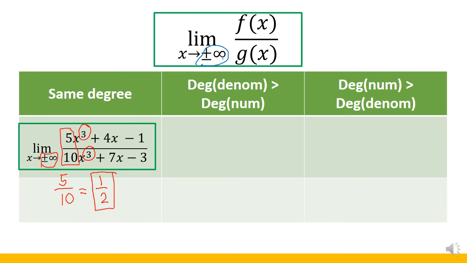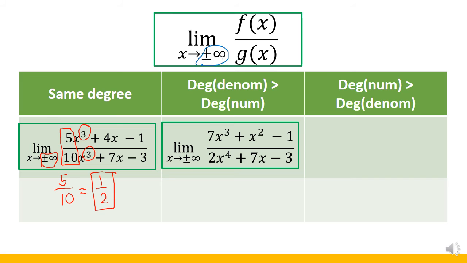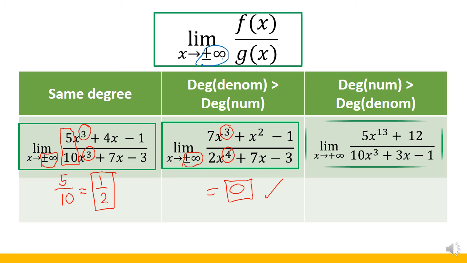Now for the second case, what we're given is like this. The degree of the denominator is greater than the degree of the numerator. Regardless again whether x is approaching positive or negative infinity, the answer to this limit is 0. So that's it. This is already the limit and we're happy about it. It's the very easy case, the easiest one, I think. So for the last case, if the degree of the numerator is greater than the degree of the denominator, just like in here, this is 13.